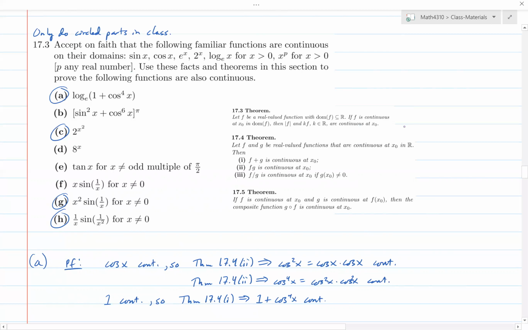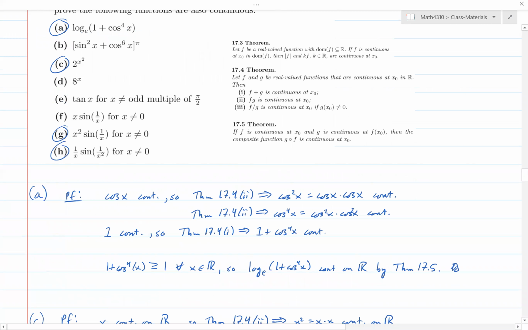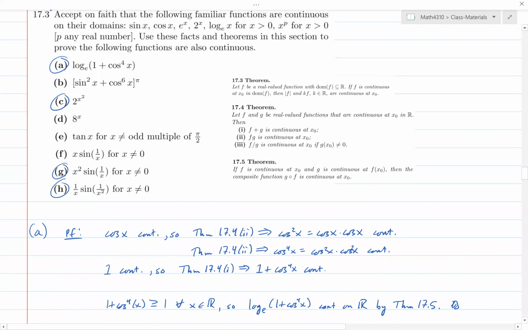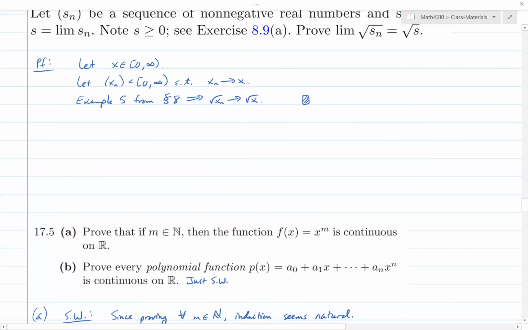So I proved 17.3 above. We provided an alternative one to that in class in terms of showing the absolute value is continuous. And then 17.4 and 17.5 you should be able to prove. You should look at the proofs in the book, but you should be able to do them for yourself. Then applying the theorems is really nice to prove that all sorts of complicated looking functions, like log base e of 1 plus cosine to the 4th of x, are also continuous.